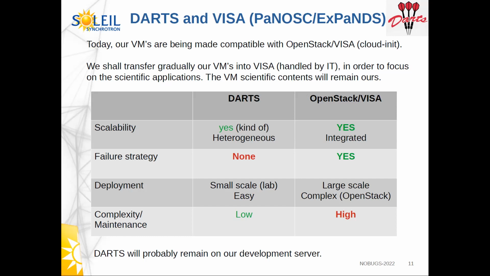So at Soleil, we will adopt Visa. Today, what we can say is that all our VMs can run quite easily on Visa. We have done tests already. And in the short future, we will move to Visa. But we will probably retain a small resource with DARTS just for fun and to have on our development systems. But for the users, Visa will be adopted.